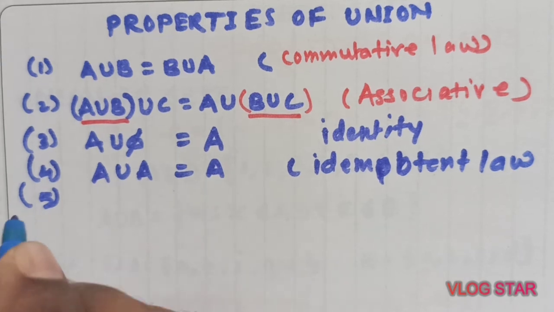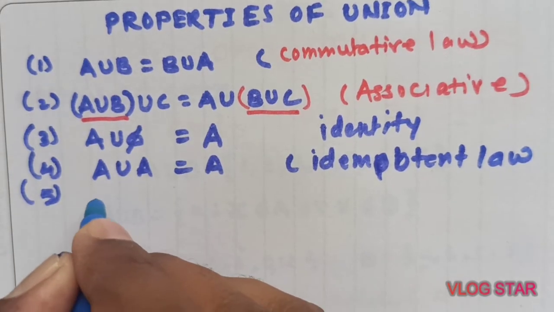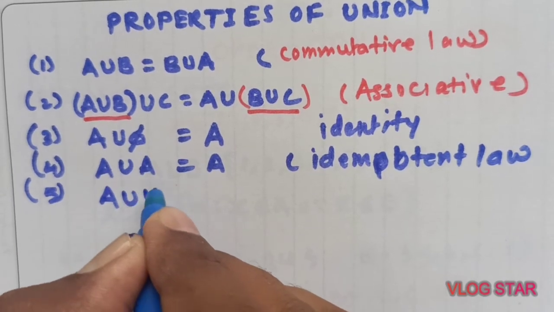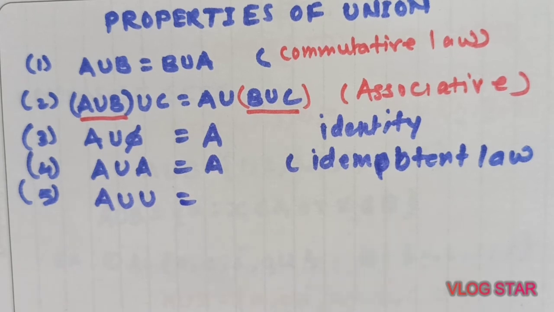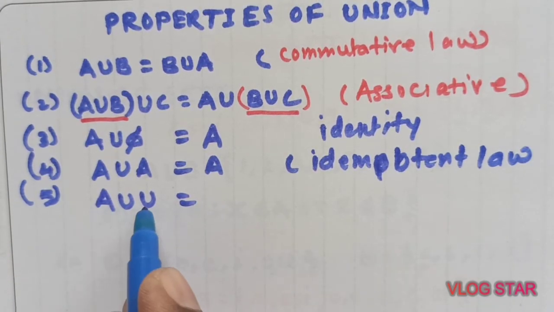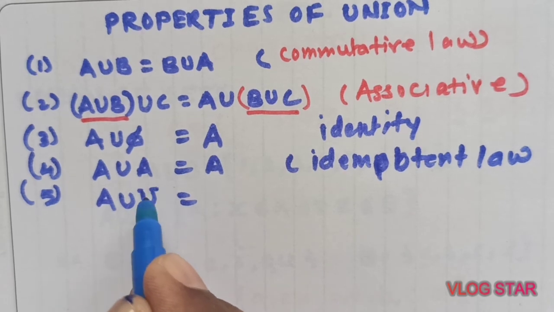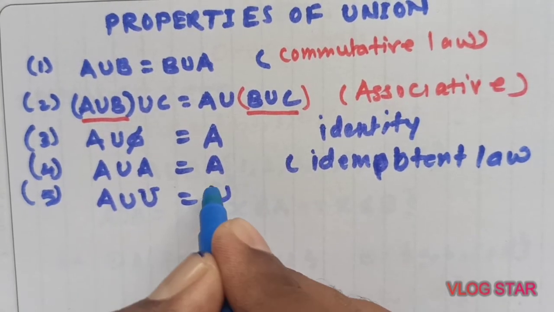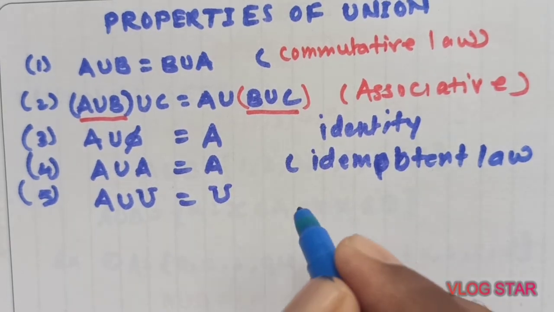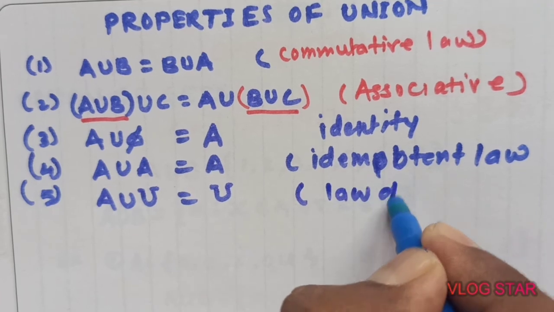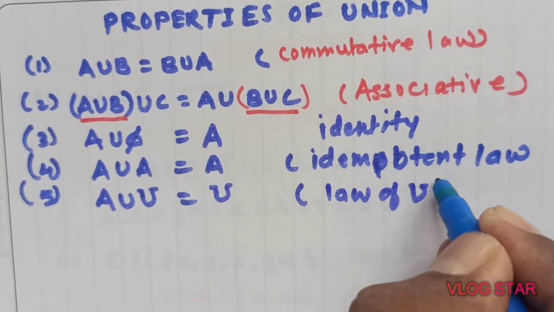And the fifth rule we can see: if I have a set A and I take union with U, with the help of a Venn diagram you can see which is the bigger one. U is the bigger universal set, so the union is obviously U. So this is the law of the universal set.